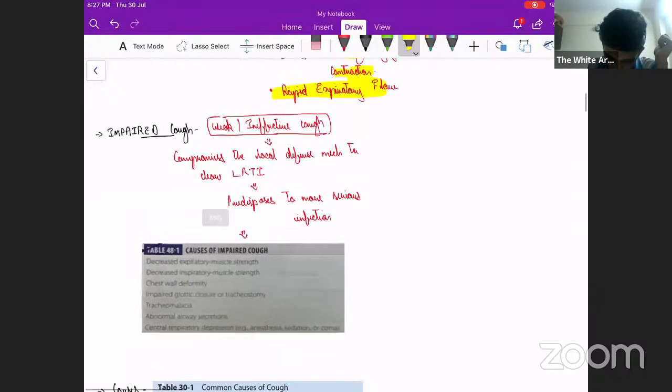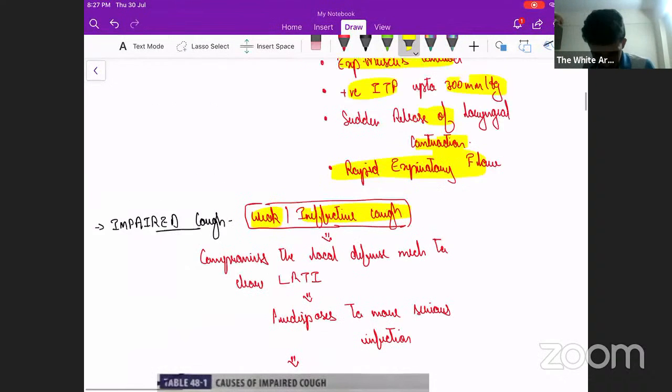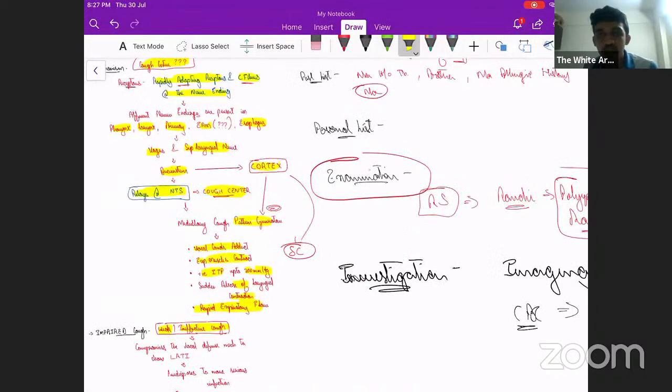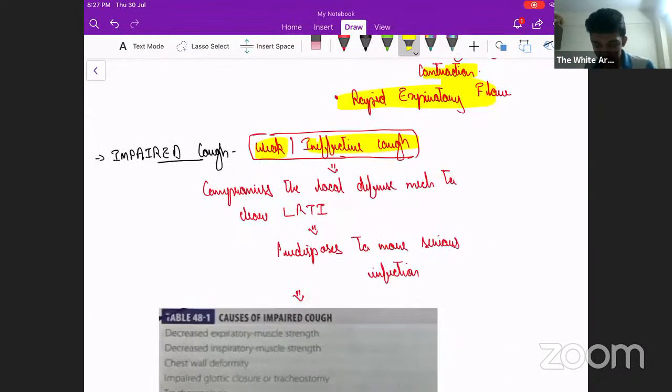Next, one more important thing is, what is impaired cough? Impaired cough is a weak or ineffective cough. So what happens? The clearing won't be good enough because some part in this will be damaged. So what will that lead to? That will lead to more serious infection, as cough is a protective reflex. So this comprises the local defense mechanism to clear the LRTI or URTI, which otherwise predisposes to more serious infection.